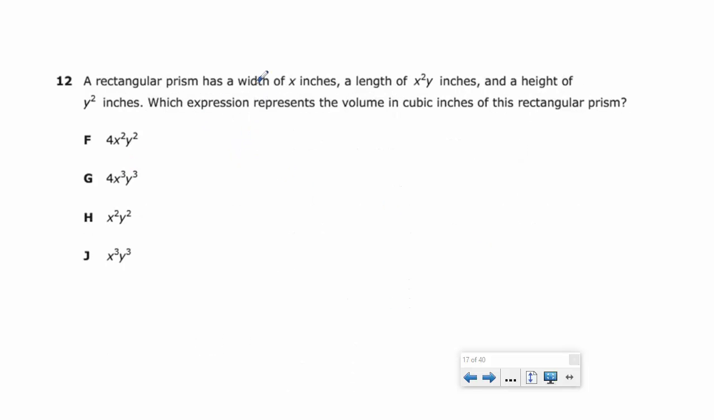Number 12: a rectangular prism has a width of x inches, a length of x squared y inches, and a height of y squared inches. This is actually only complex because you have to know what a rectangular prism is. It's a three-dimensional solid. You draw a rectangle, and then I'm going to try to draw a rectangular-shaped box, which is called the rectangular prism. There are three dimensions to this: a length, a width, and a height.